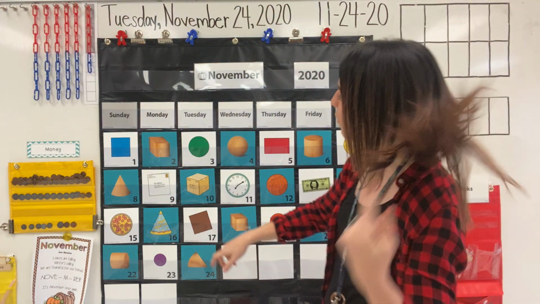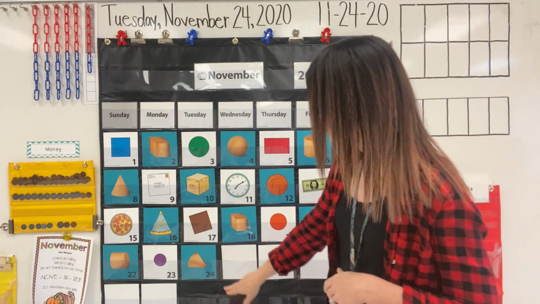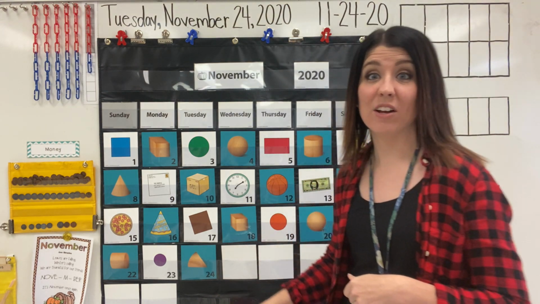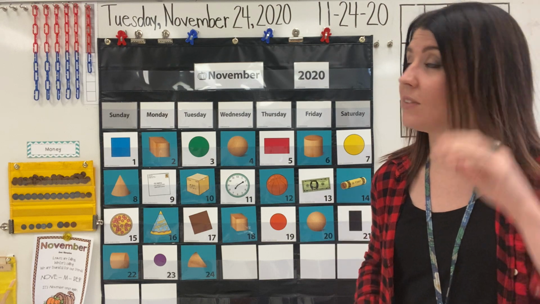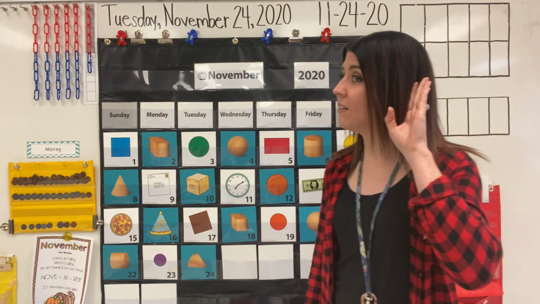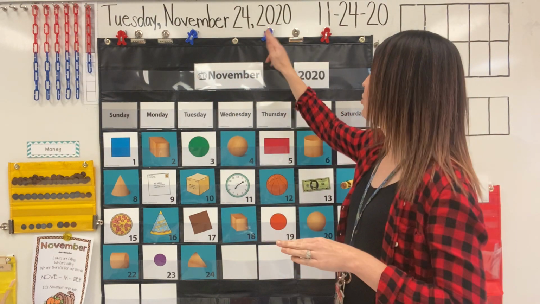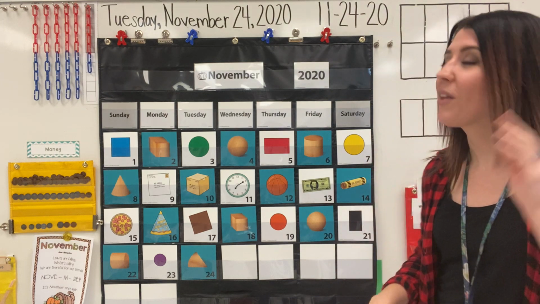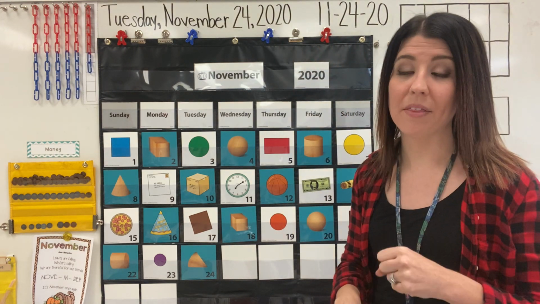Woohoo! Okay, so our day of the week is Tuesday. Our month is November. And it is the 24th day in November. Mirror words. Today is Tuesday, November 24th, 2020. Very good. And we write 11 for November because it's the 11th month.